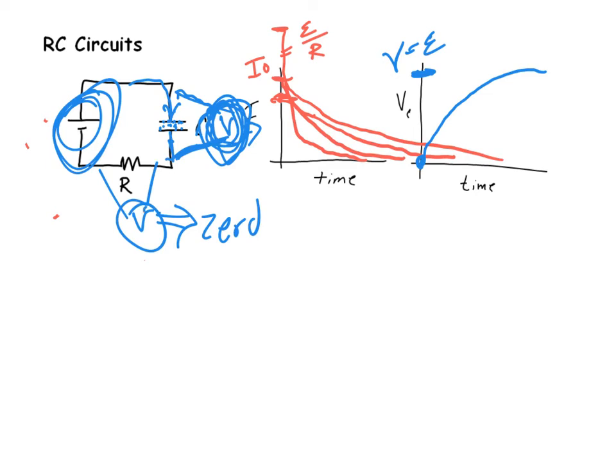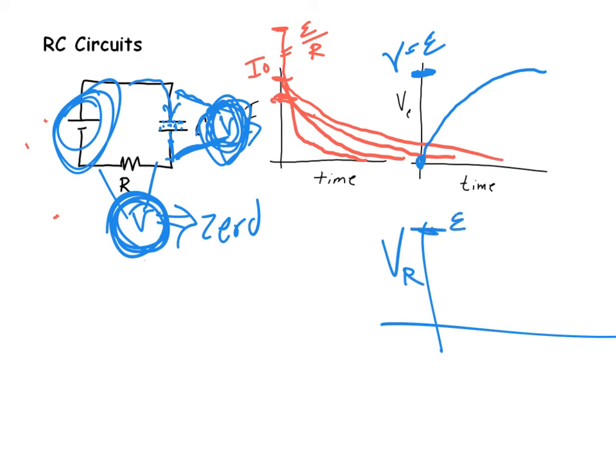The voltage of the resistor will start out large and get smaller. So if I made a similar graph for the voltage on the resistor, it's going to start out at the EMF and swoop down like the current graph did. This is an exponential growth and decay.